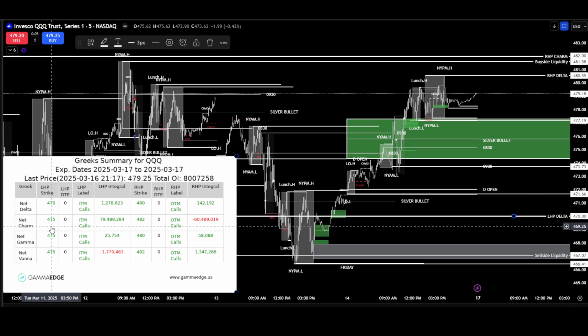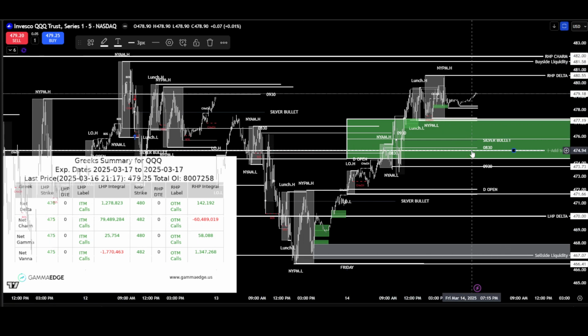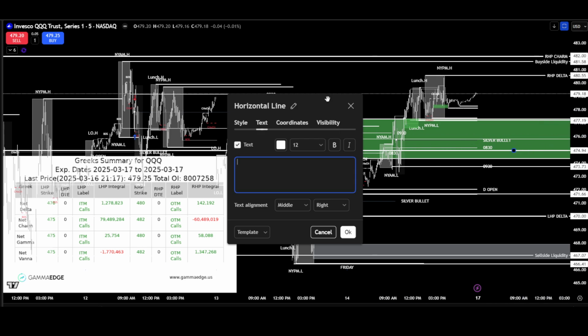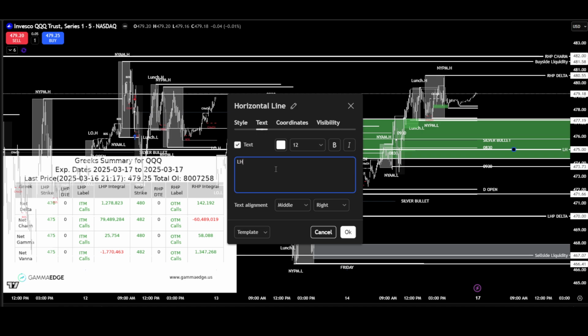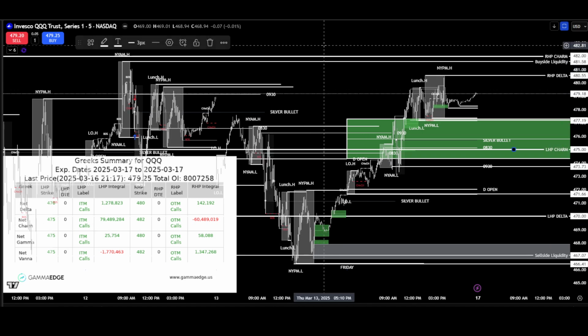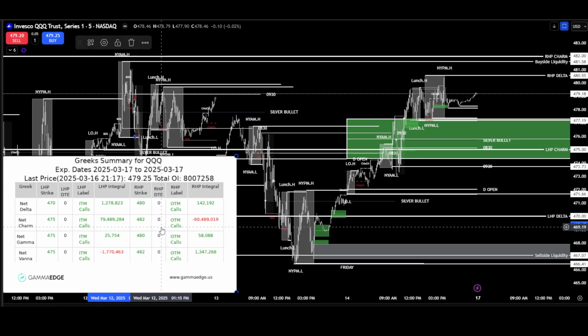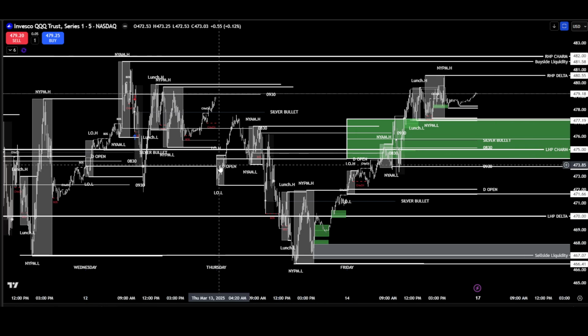And then 475, a little bit higher. Right here. 475. I'm going to go left-hand plane, and this is charm, right? And this is just for tomorrow. So what does this now tell me? Also 475 gamma, so same level. So I'm going to go ahead and just delete this real quick.